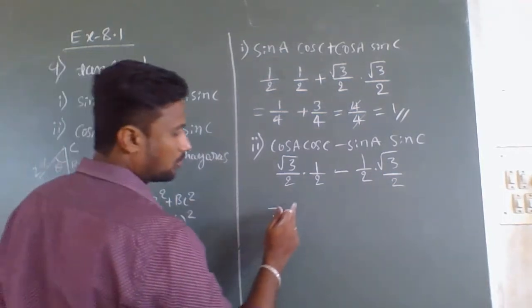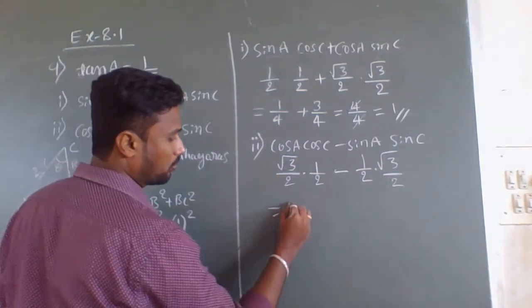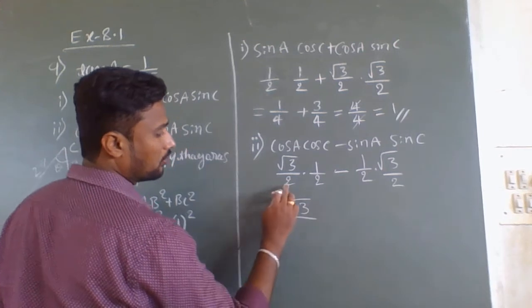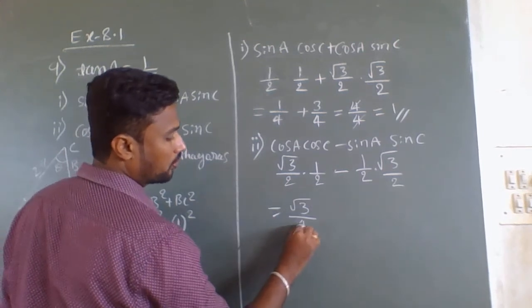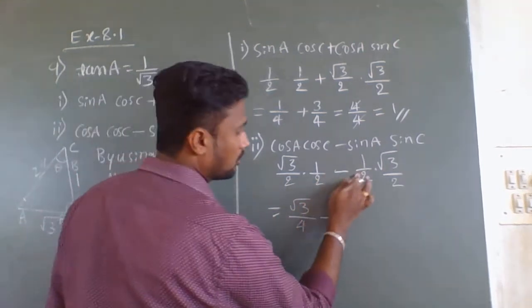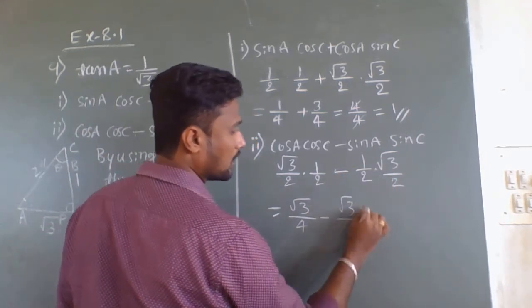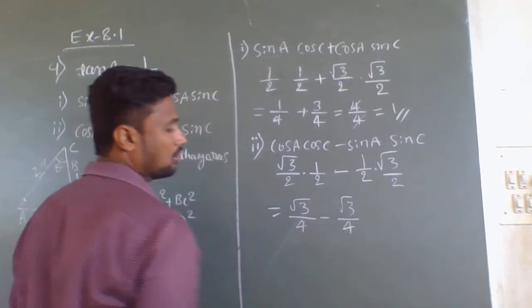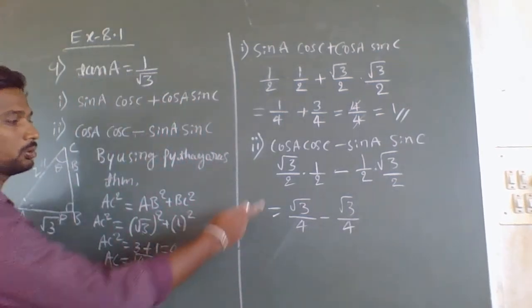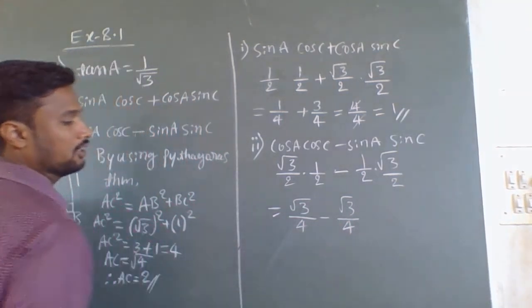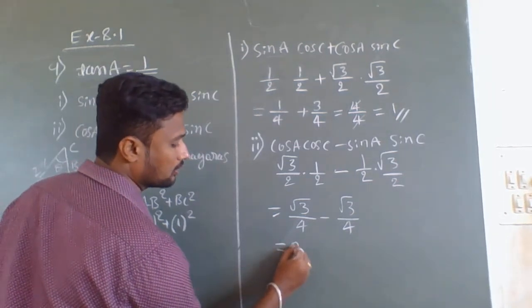So now we can multiply here. Root 3 into 1 what you will get? Root 3 divided by 2 into 2 means 4, minus 1 by 2 into root 3 by 2 means 1 into root 3, minus 2 into 2 means 4. So what we got here? Root 3 by 4 minus root 3 by 4. So what we will get here? 0 is the answer.